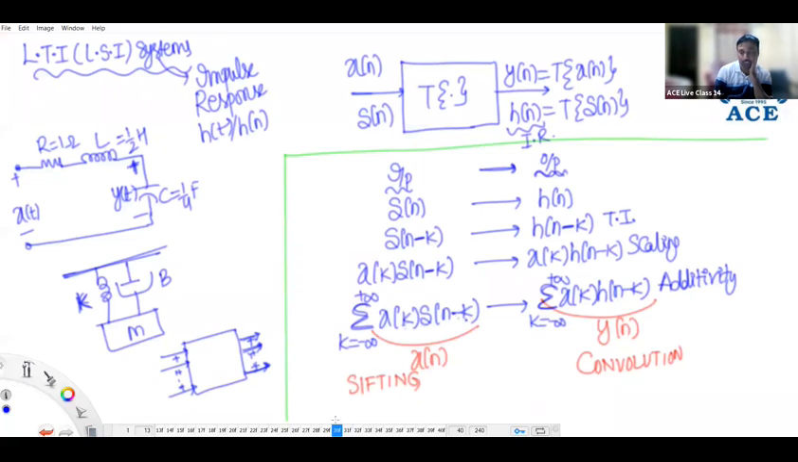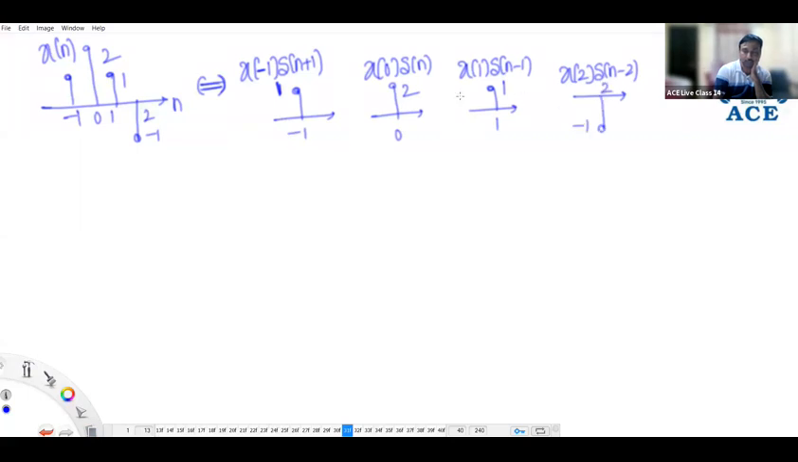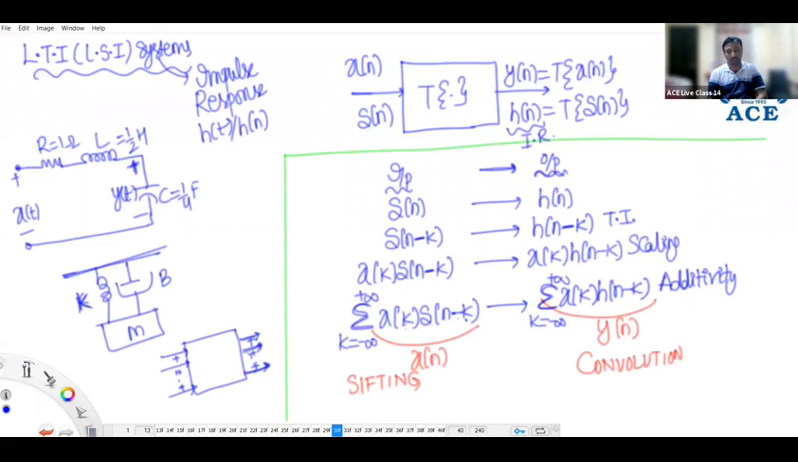What happens if I take k equals 0 in the formula? x of 0 into del n. At 0, the answer is 2. x of 1 into del of n minus 1. At 1, the answer is 1. x of 2 into del of n minus 2. At 2, the answer is minus 1. If you add these 4 impulses, do we recover our original signal or not? In this problem, k ranges from minus 1 to 2. In general, k ranges from minus infinity to infinity.